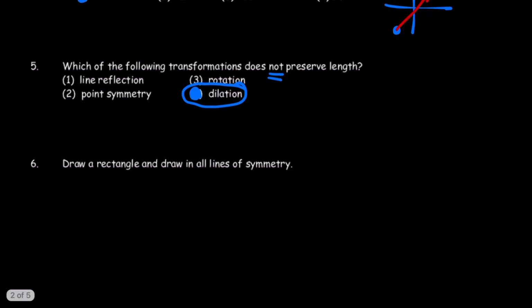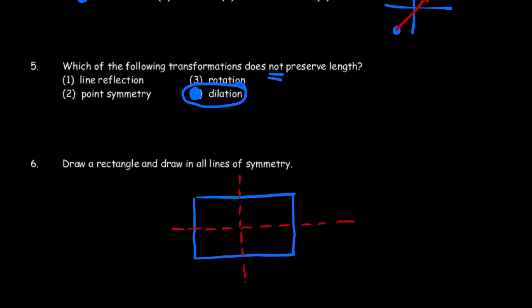Question 6, draw a rectangle and draw in all lines of symmetry. All right, so a rectangle has 4 right angles, opposite sides are equal. The lines of symmetry, there's a vertical line of symmetry, and there's a horizontal line of symmetry, and that's it. Diagonals will not work. Try and fold your paper on a diagonal so it folds on top of itself. It doesn't work. The corners don't match up. So those are the only 2 lines of symmetry.